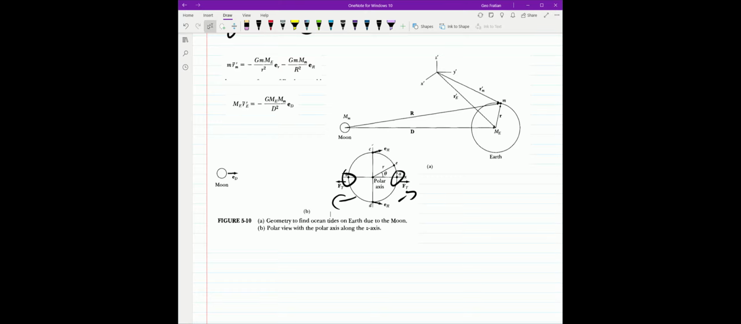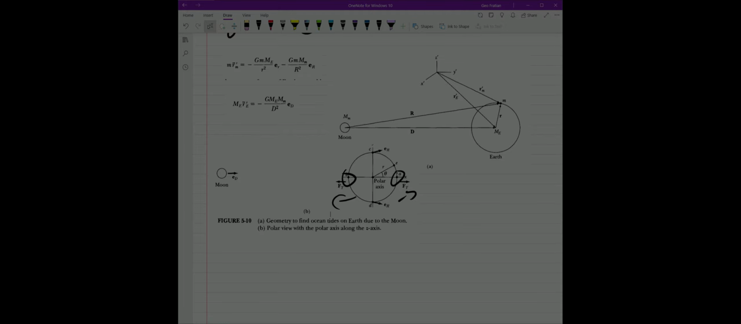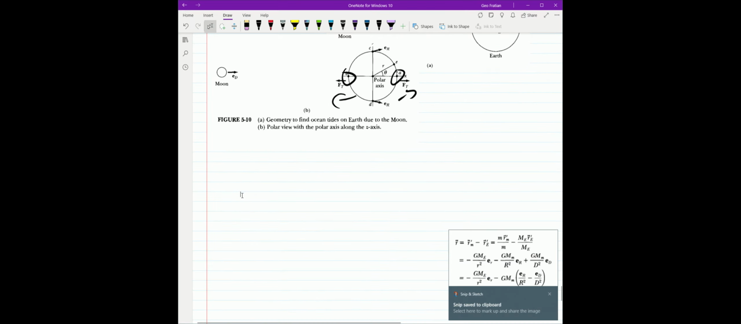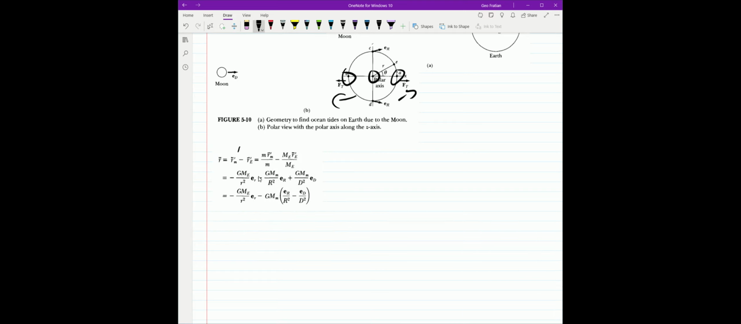So we want to find the acceleration as measured in the non-inertial system at the center of the Earth, right here. So of the moon, of the Earth. So if we subtract the two, we get the non-inertial acceleration. And just plugging in from above, we resolve this equation right here. And we see that the first part is due to the Earth, right? The mass of the Earth also contributes to the tides. And then the moon contributes with this cross term right here.